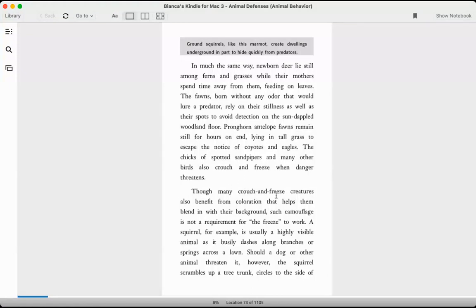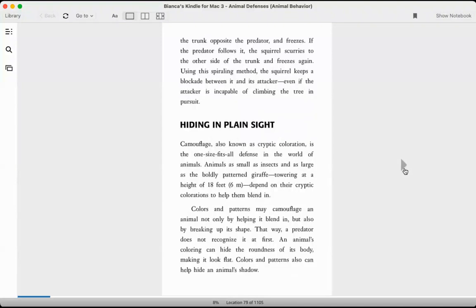Though many crouch and freeze creatures also benefit from coloration that helps them blend with their background, such as camouflage, this is not a requirement for the freeze to work. A squirrel, for example, is usually a highly visible animal, as it busily dashes along branches or springs across a lawn. Should a dog or other animal threaten it, however, the squirrel scrambles up a tree trunk, circles to the side of the trunk opposite of the predator, and freezes.